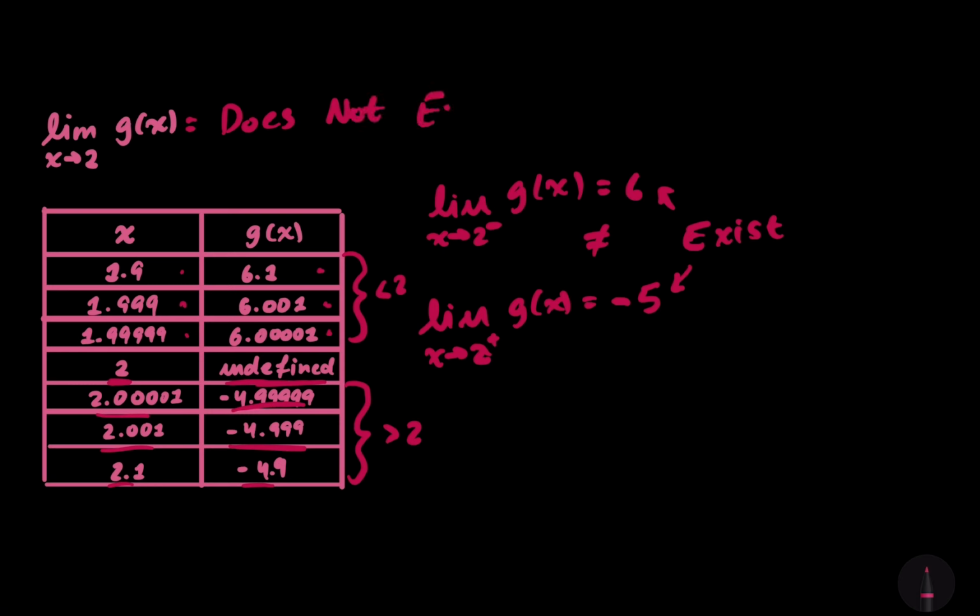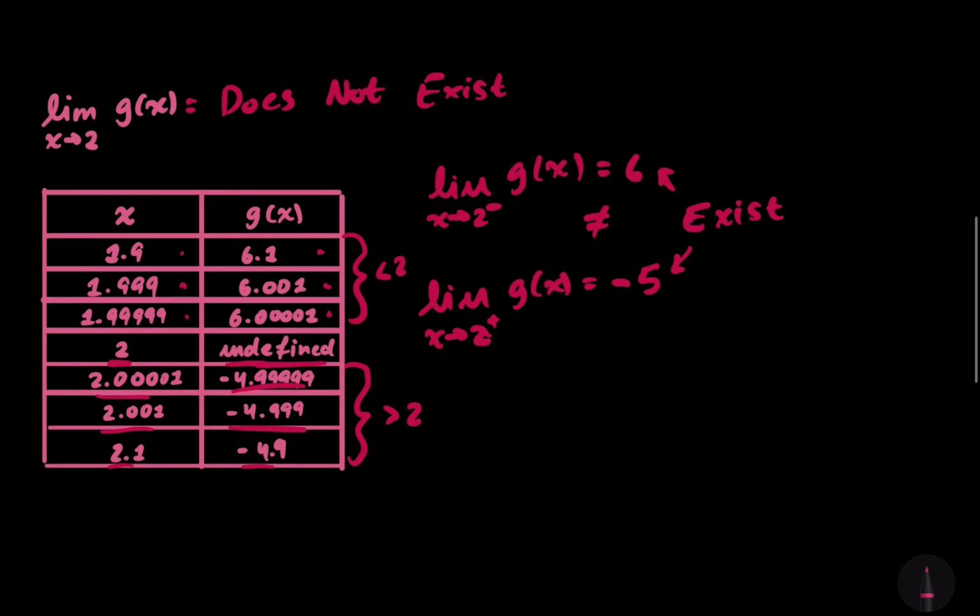And because the single-sided limits don't agree with each other, we can say that perhaps there may be, we aren't exactly certain, we have to actually look at the graph to determine this, but we can see that there may be a jump discontinuity at this point.